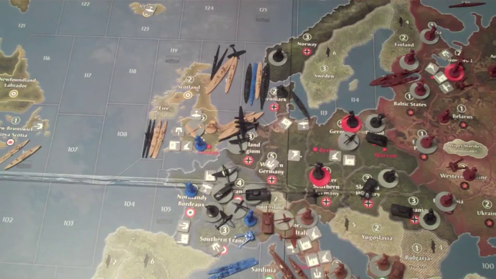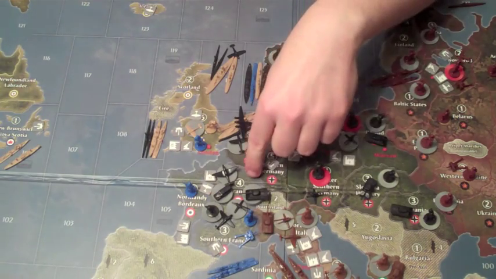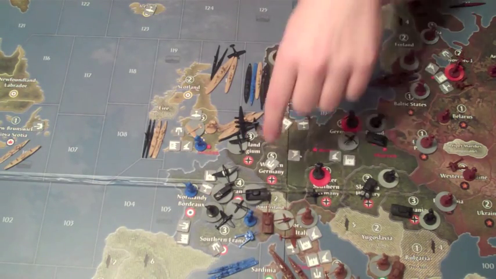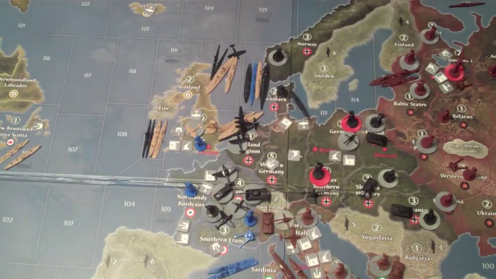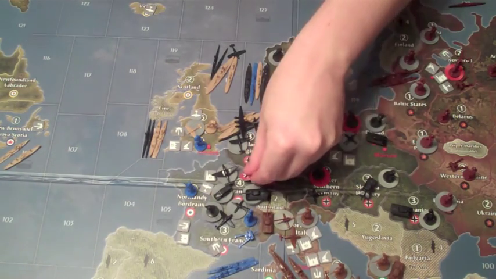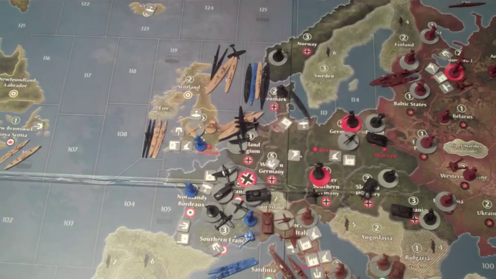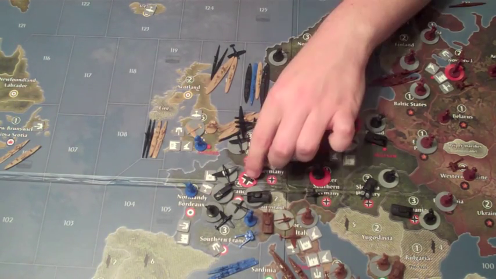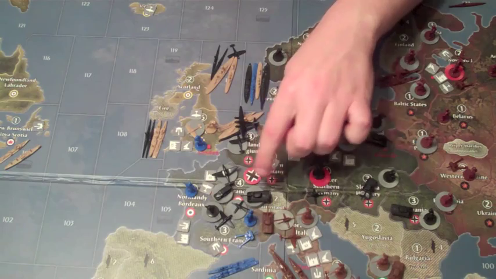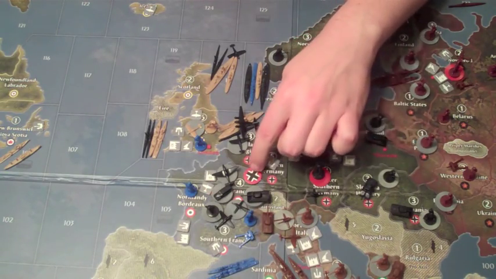So I've moved the surviving invading German units back to France, and Germany has now captured the territory of France. So you put one of the German markers in the French territory to show that the Germans now own that territory, and you look at the number in the territory. In France this is 4.